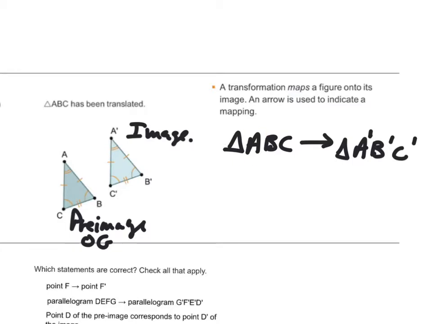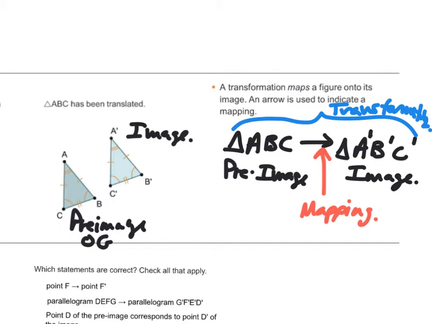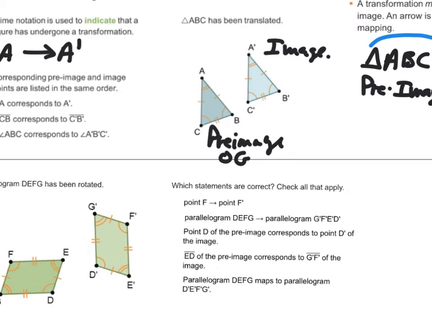Going from one, here's the pre-image. Here's the image. And the arrow here indicates a mapping, that we go from one triangle to the other, and this arrow indicates that they correspond with each other. This whole thing is a transformation, okay? All right. Let's take a look at the next one.